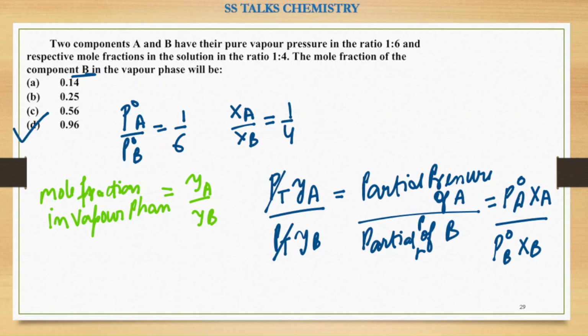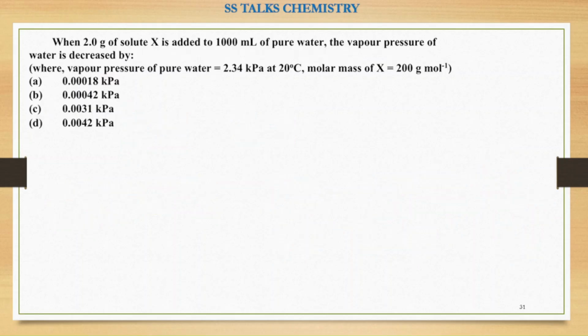Okay, so this relationship was important: the partial pressure in terms of the component in the vapor phase can be written like this, and for the solution phase we can write it like this. Next, we have this question.